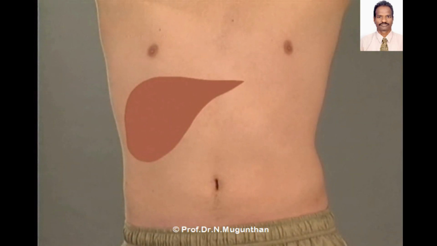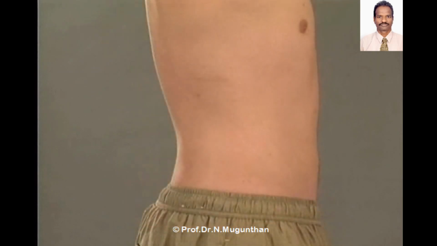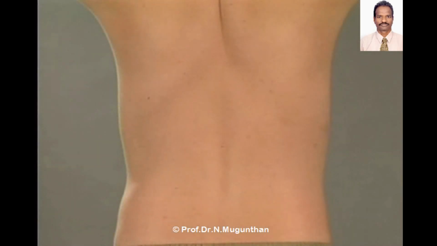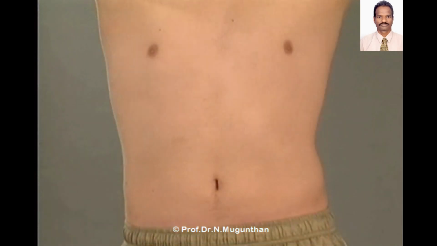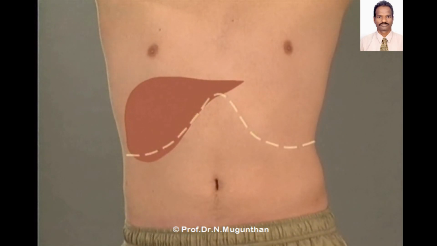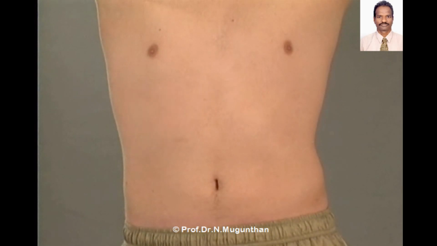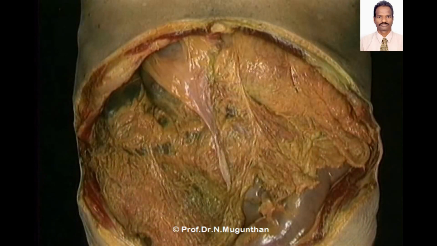Let us discuss the liver in detail. This is the topography of the liver, the anterior view, the lateral view. See, it is exactly located below the diaphragm. The posterior topographical view of the liver. See, the liver is located in the right hypochondrium, epigastric, and also in the left hypochondrium.